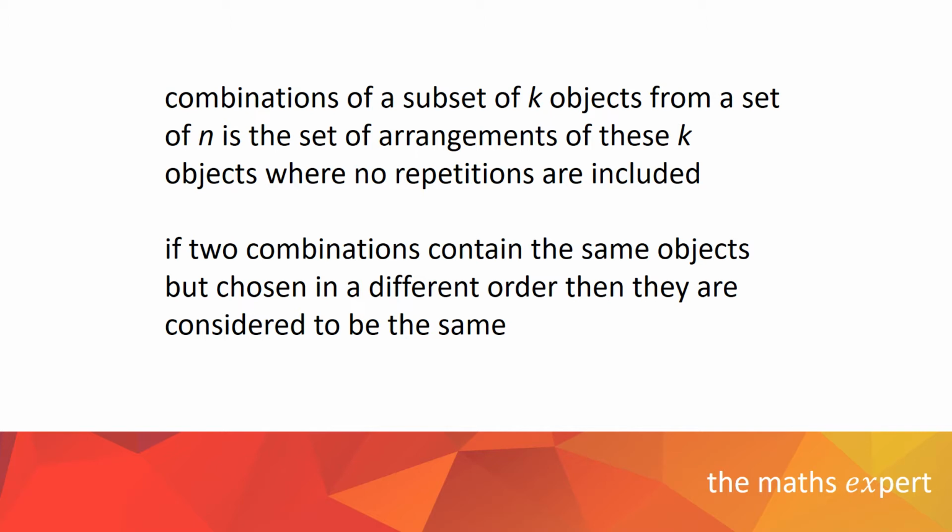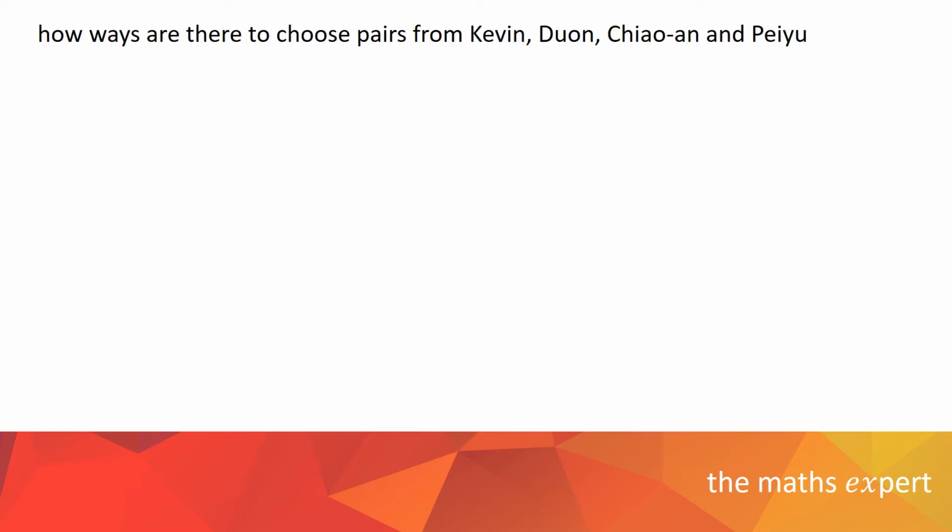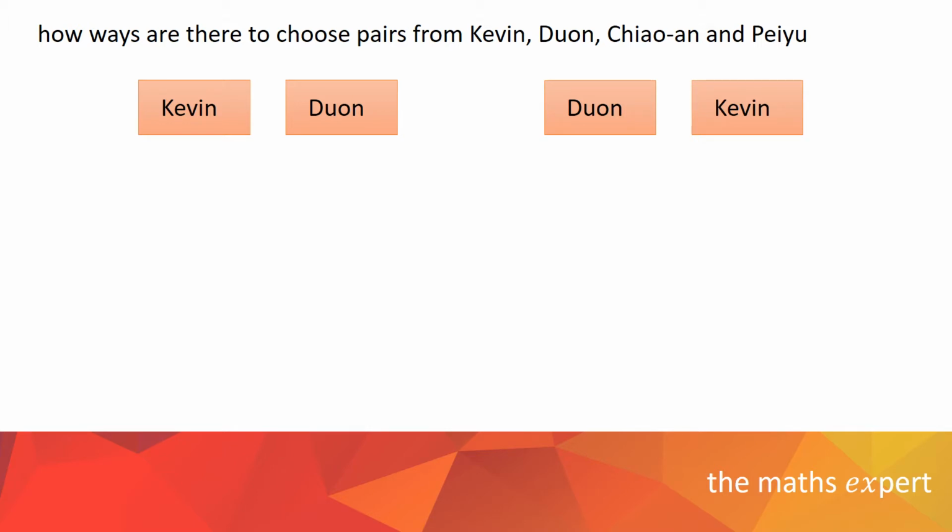Some say that in combinations, order is not important. When looking at combinations, we refer to choosing k objects from a set of n, and we will see why we use this phraseology later on. First, let's look at an example, as I think this is the best way to understand the difference between a permutation and a combination. If we are looking at pairs of people, then choosing Kevin and then Duan is the same as choosing Duan and then Kevin. This second arrangement is a different permutation, but the same combination.